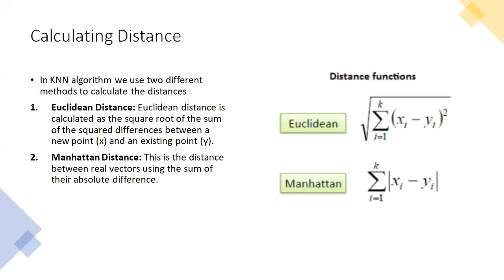For this calculation of distance, we mainly use two types of formulas: Euclidean distance and Manhattan distance. The Euclidean distance is calculated as the square root of the sum of the squared differences between the new point and an already existing point. The Manhattan distance is the distance between real vectors using the sum of their absolute differences.